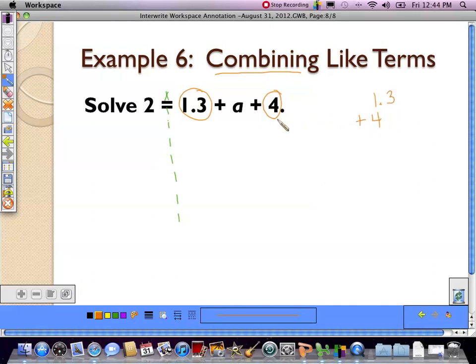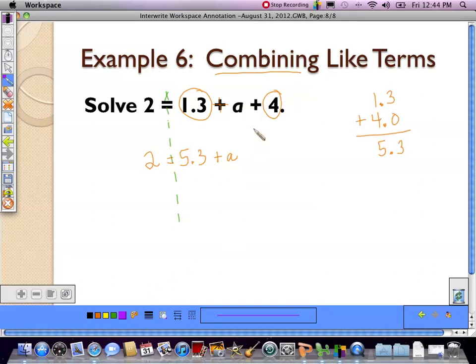And remember, this is 4, which is equivalent to 4.0. So you want to line up your decimals when you're adding with decimals. And so this would give us 5.3. So now we can rewrite this equation as 5.3, and then we've got plus A. The equals comes down, and your 2 will come down as well.